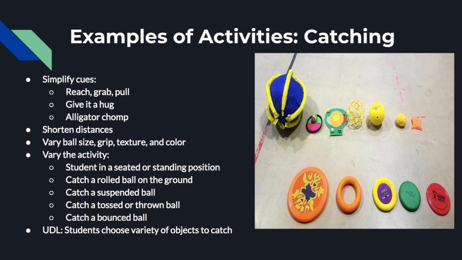We're going to talk about some examples of modifications that can be used for catching activities. To assist students in understanding how to catch, you can modify and simplify the cue words that you say to the students as they're demonstrating the skills. You can use different words such as reach, grab, pull, give it a hug, and use an alligator chomp.